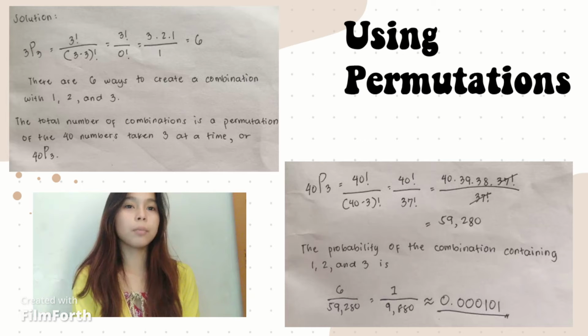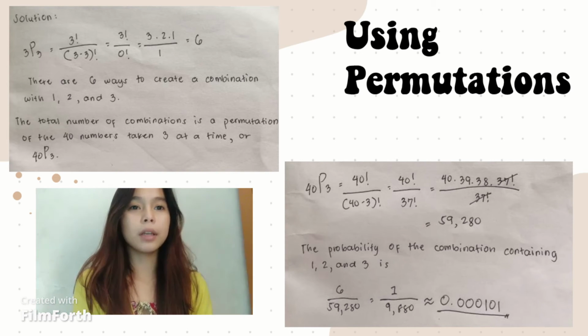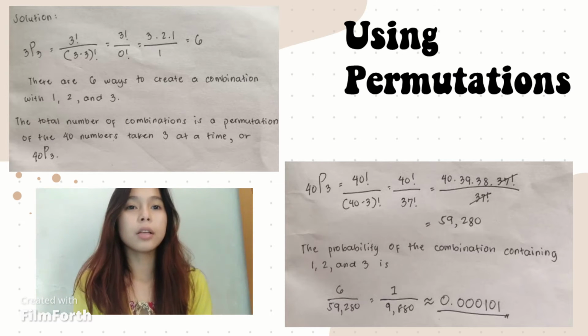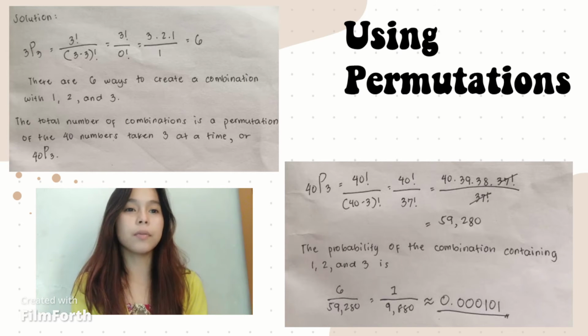The total number of combinations is a permutation of the 40 numbers taking 3 at a time, or 40 permute 3. 40 permute 3 is equal to 40 factorial over 40 minus 3 factorial, just 37. So 40 factorial over 37 factorial is equal to 40 times 39 times 38 times 37 factorial over 37 factorial. Then you cross out 37 factorial and you will have the answer 59,280.